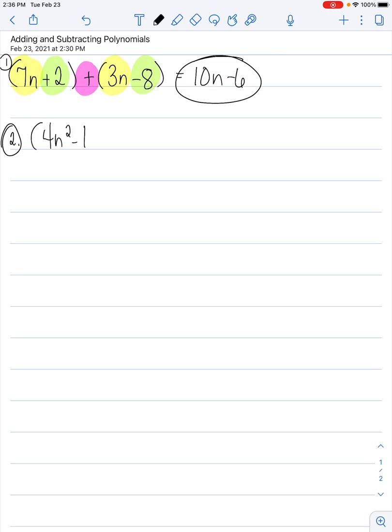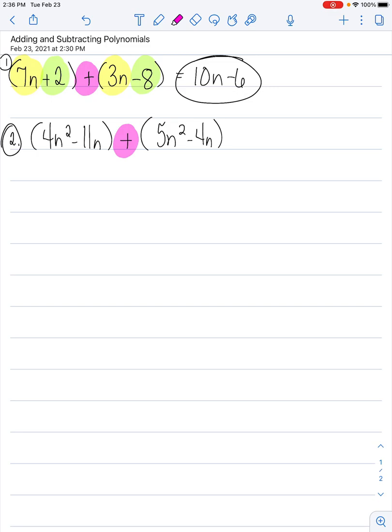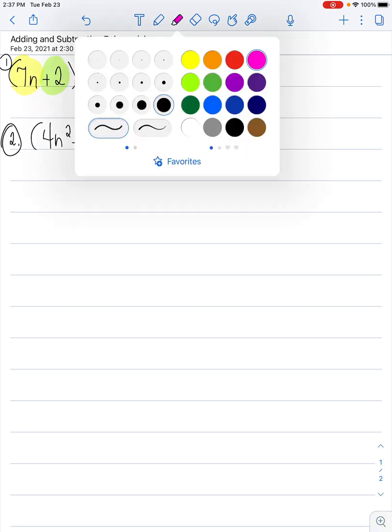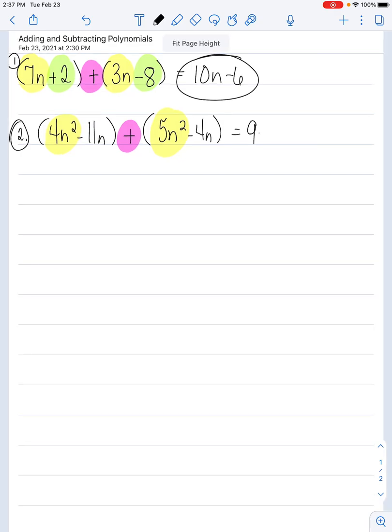4n squared minus 11n plus 5n squared minus 4n. And I do also want to tell you that when we simplify, we always put the number with the highest exponent first. That's going to be our leading term, okay? I do have a plus sign here, okay? That's very important. So now all I have to do is combine like terms. I have 4n squared and 5n squared. Those are alike, same sign, so I add and keep the same sign, 9n squared.